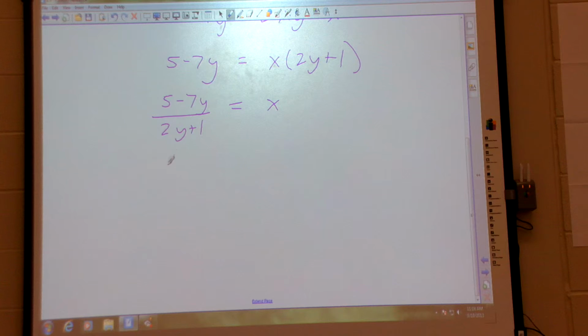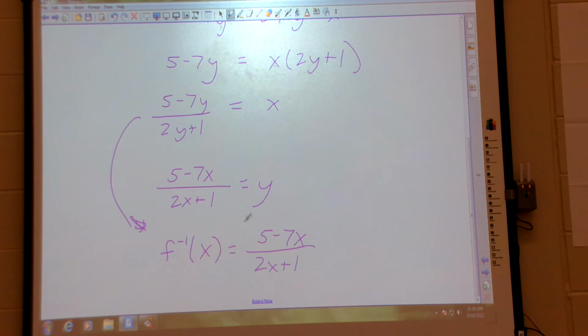I need to switch x and y. So I have (5 minus 7x) over (2x plus 1) equals y. And I'm going to go ahead and write that with inverse notation. And yes, I do want you to write it with inverse notation. You can, if you want, go straight from here to here, if you're comfortable with it. Voila. Hopefully that process comes back to us. Cross multiply, get all your x's on one side, everything else on the other, factor, and divide.